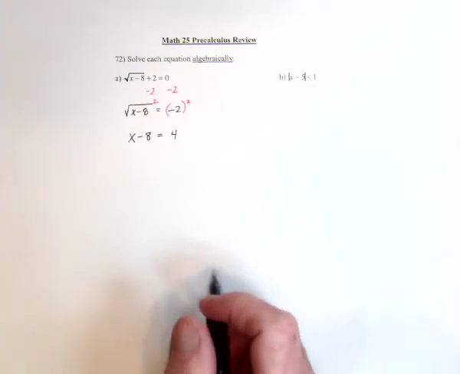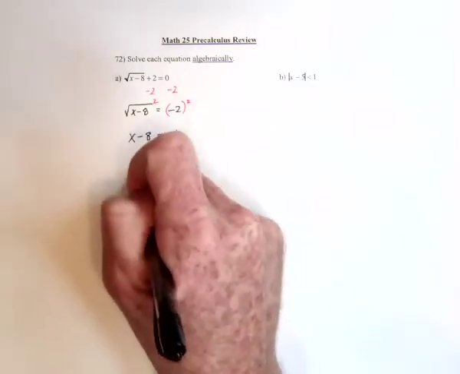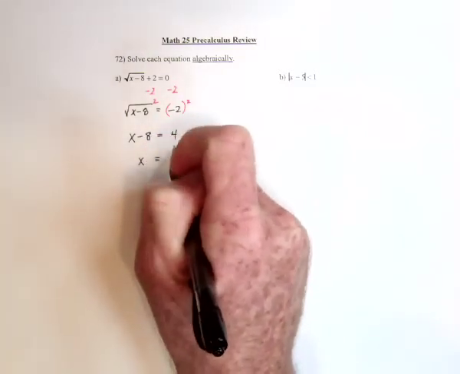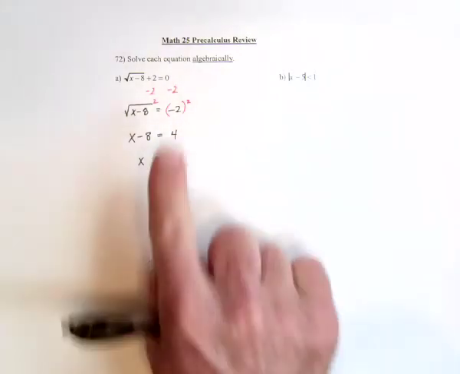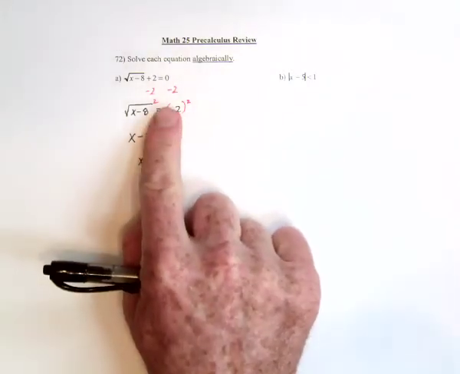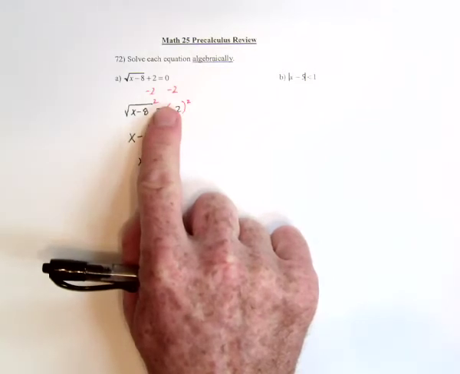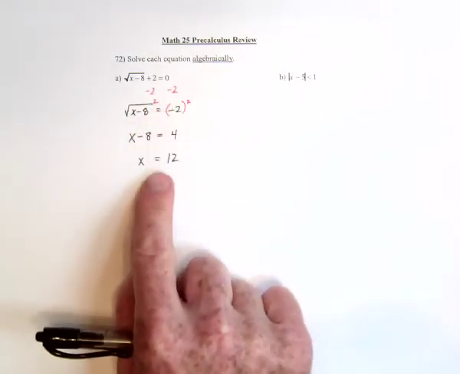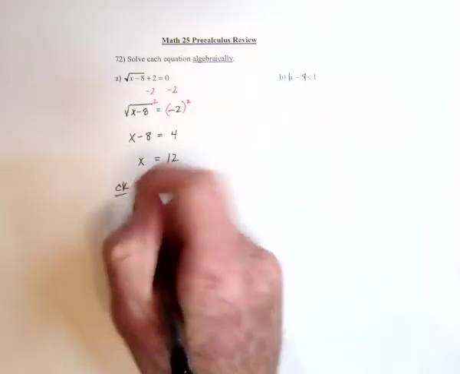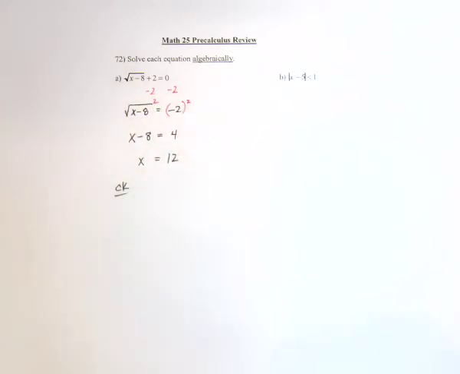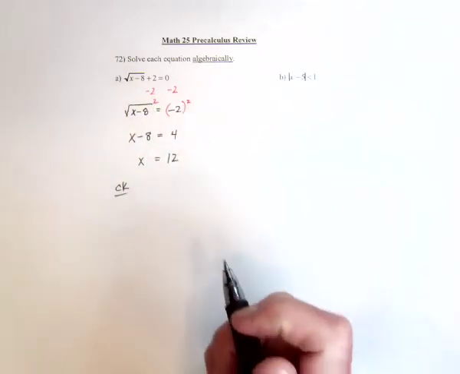And then add 8 to both sides, so we would have 4 add 8 is 12. But whenever you square both sides, it is possible that even though you did the algebra correct, that this is not correct. So you have to check the answer. It's just when you square both sides that you have to check the answer.